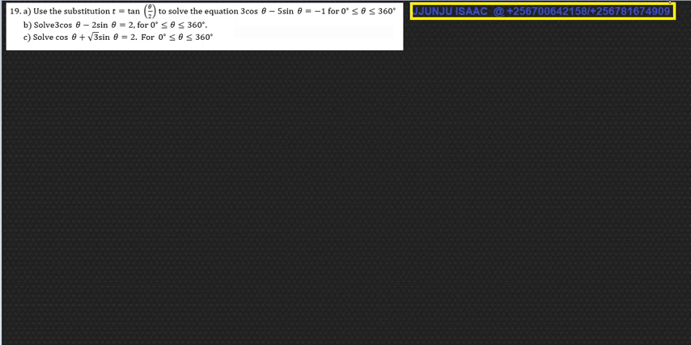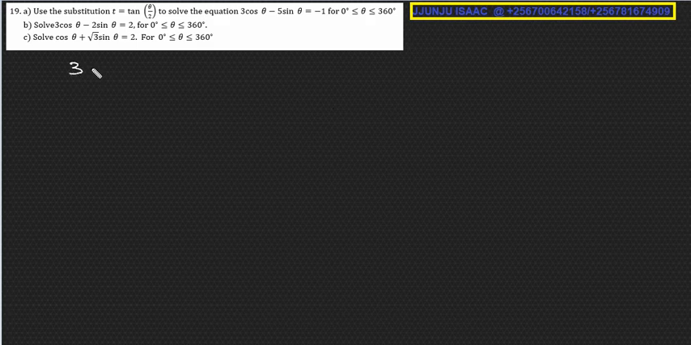So let us look at part B. Now part B, as you can see, we can use a T formula, we can use the R formula, because we don't have any limitation here like in the first part where we are told to use a substitution of T. So I'm going to first use the T formula.